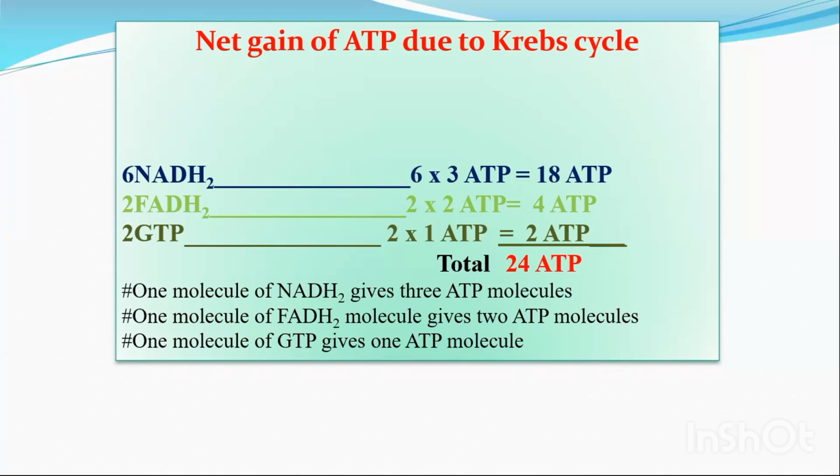And 2 GTP are produced. They are equivalent to 2 ATPs. So net gain total 24 ATP are produced from 2 molecules of pyruvic acid. Obviously, it will require the information that 1 molecule of NADH2 will produce 3 ATP. 1 molecule of FADH2 will produce 2 ATP, and 1 molecule of GTP is equivalent to 1 molecule of what? ATP.